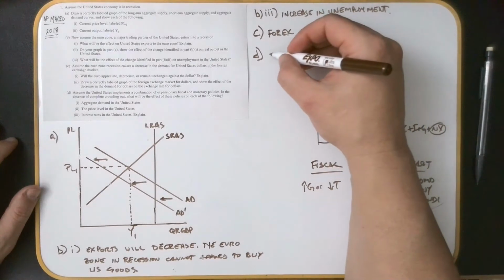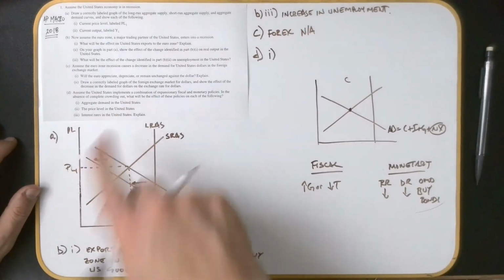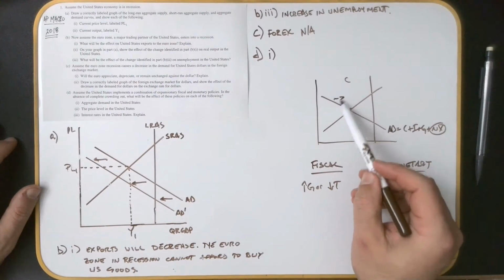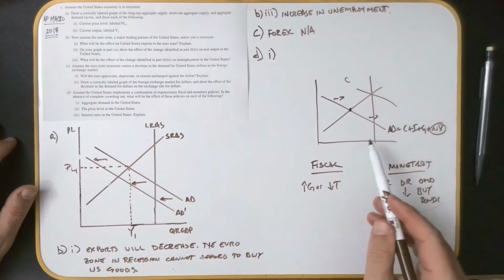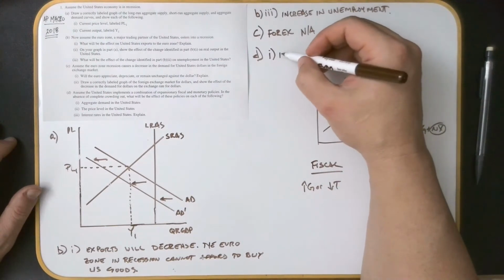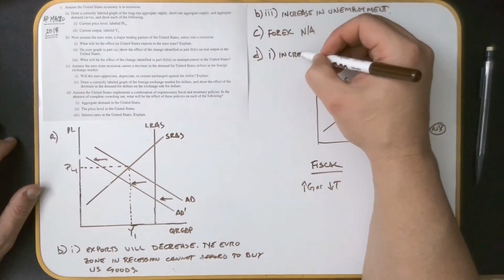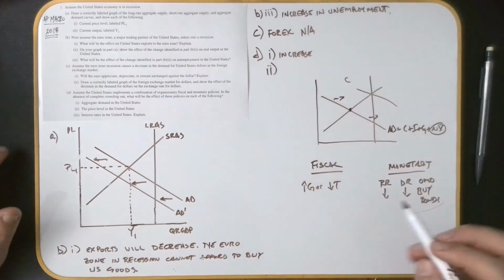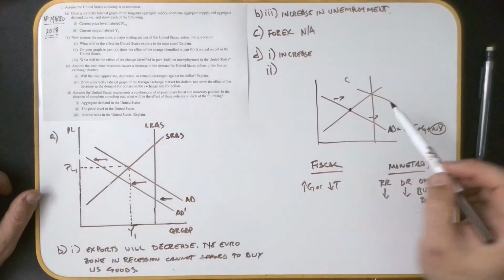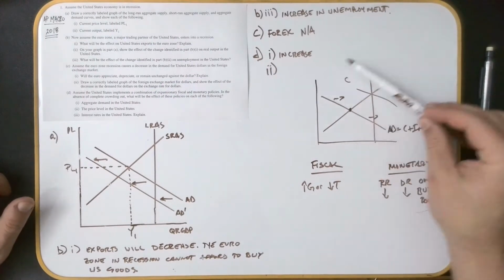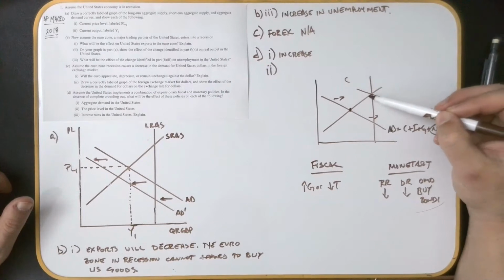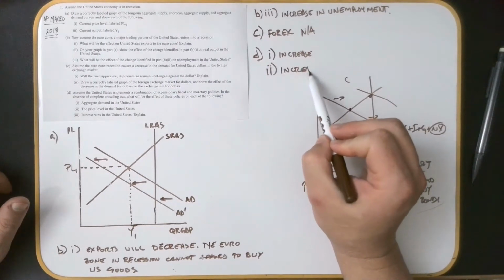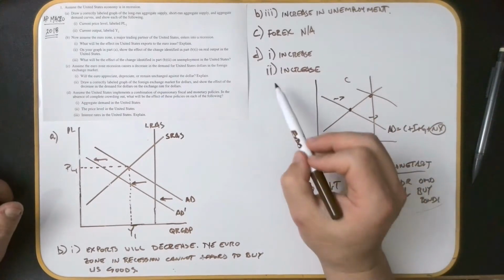So D part 1, pretty easy question. What's going to be the effect on aggregate demand? Well, all of these things are stimulating the economy to try to close the gap. So what's going to happen to aggregate demand? It's going to increase. Pretty simple. Part 2. What's going to happen to price level? Well, you guys can see, because the aggregate demand went over, price level definitely increased a little bit. So that's also going to be increase. And then part 3.